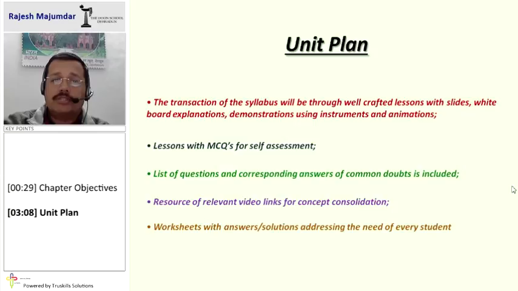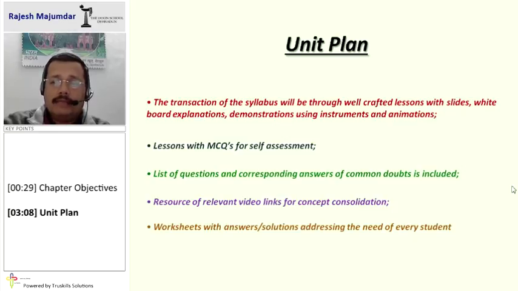Then a list of questions and corresponding answers of common doubts will also be included, because I have been teaching for many years, so I know exactly what an average student or maybe a bright student is unable to understand. So some of the common doubts will be answered. Then for further studies, there will be a list of video links or web links, which will help in the concept consolidation on whatever you have studied.